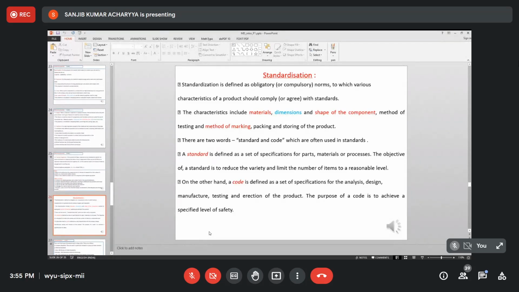Standardization. Another issue that the designer has to follow is standardization. The standardization includes material, dimension, shape of the component, method of testing, method of marking, packing, and storing of the product. Standardizations are possible for material. Materials are standardized. Composition of the materials are standardized. They have been categorized into different groups, but you cannot get material of any composition. It is not available, only under standard composition. So materials are manufactured as standard composition.